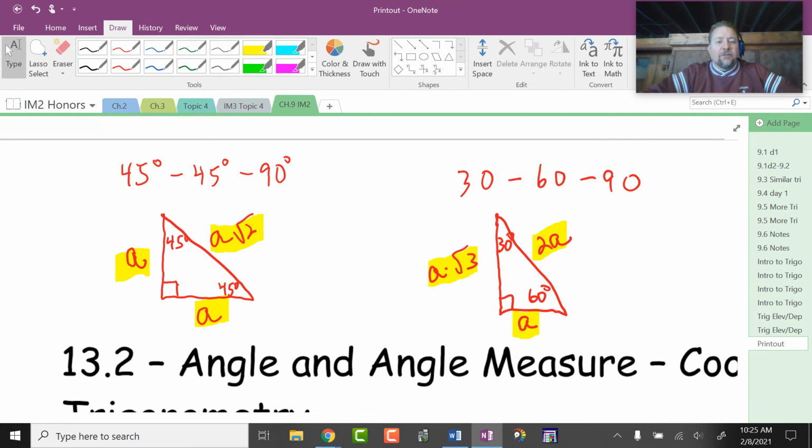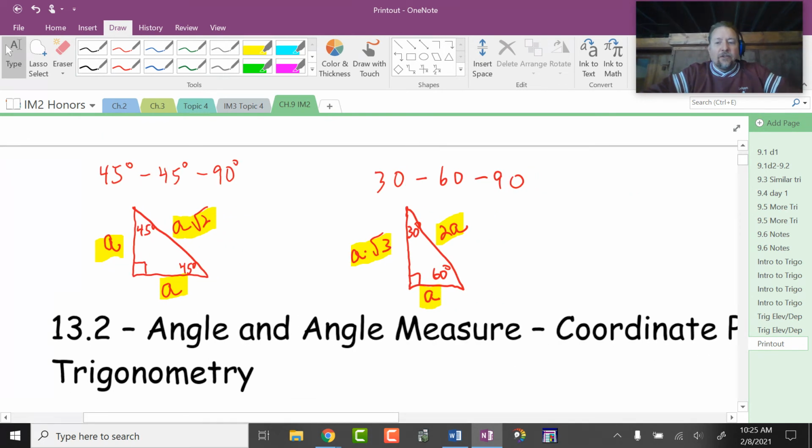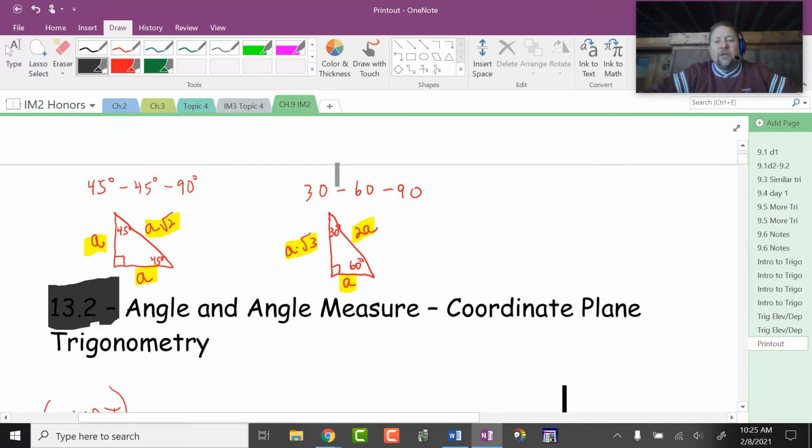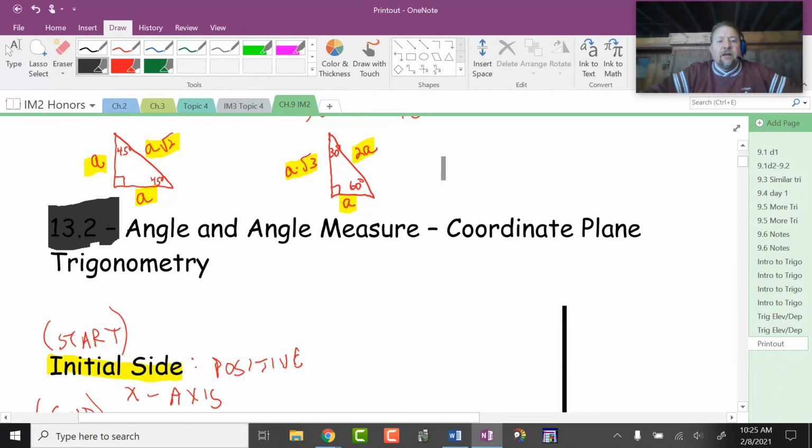All right, back in the day, this was chapter 13 in our Algebra 2 book. Don't ignore the chapter. I'm not even sure how much we're going to use the book, as we're going to jump around with this stuff here. So first thing we're going to have is angles, an angle measure in a coordinate plane.